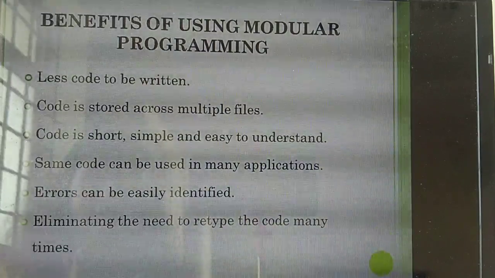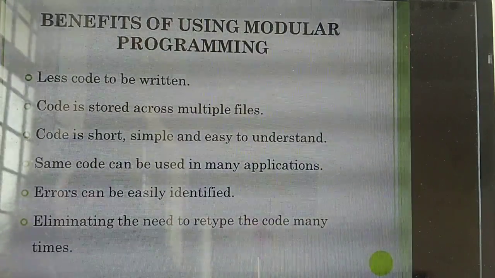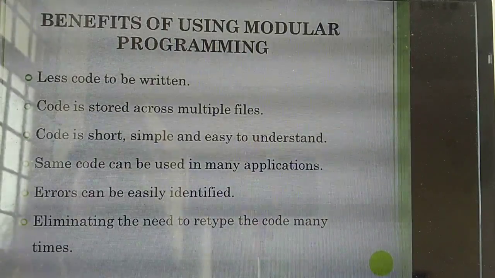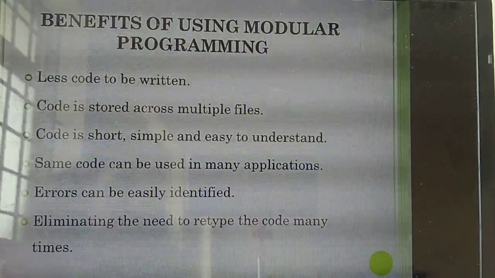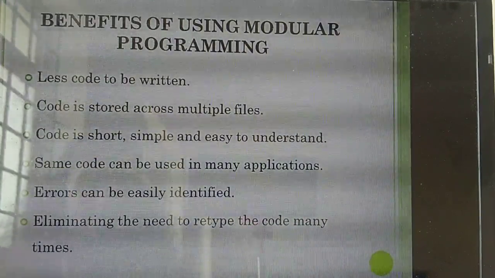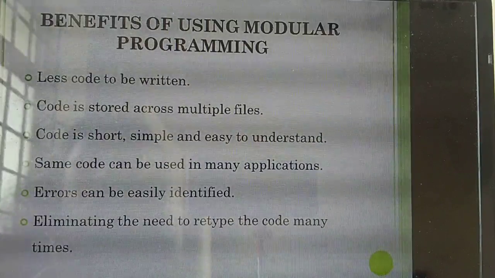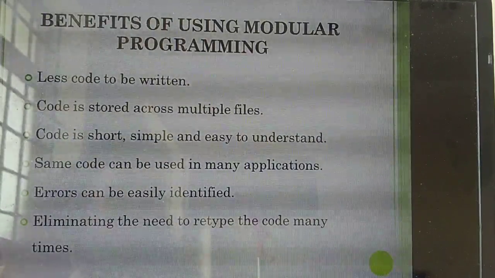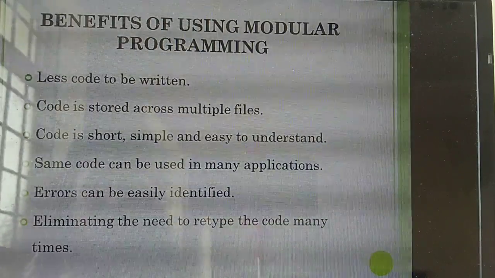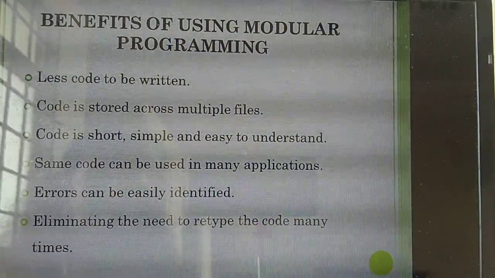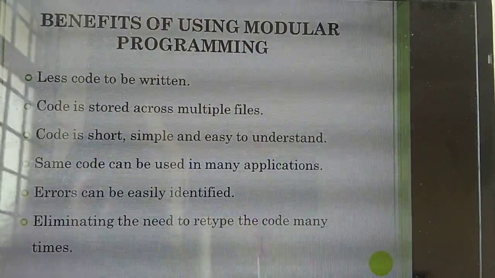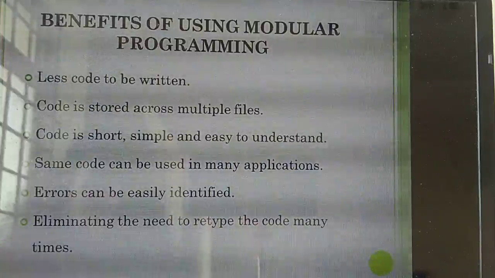Understand? The same concept you studied in 11th standard, function calling. Are you remembering? First I declare the function, then in the main program I just call the function, and the things inside will execute. If I need to call the same function 4 or 5 times, I just give the function name, that's enough. So what are the benefits of modular programming? Less code needs to be written. The same code can be stored in multiple files. The code is very short, simple and easy to understand. The same code can be used in many applications. Errors can be easily identified. And there is no need to type the program again and again.